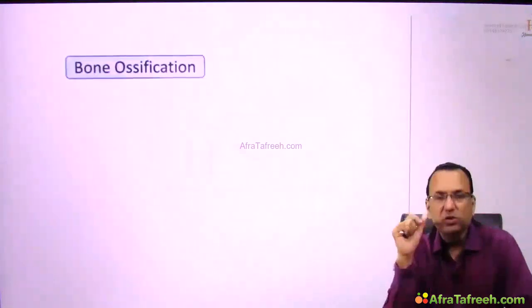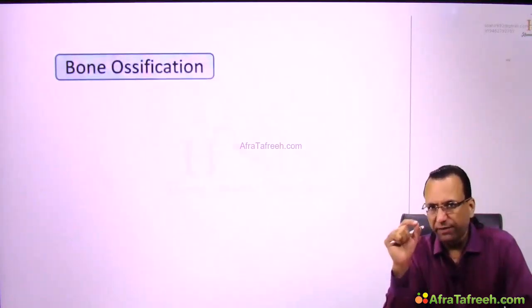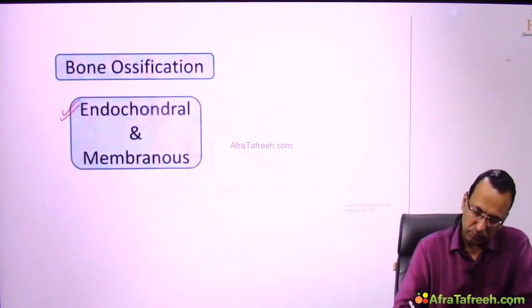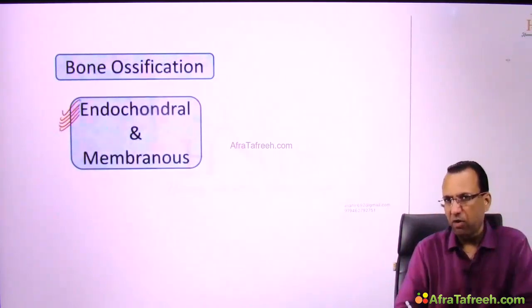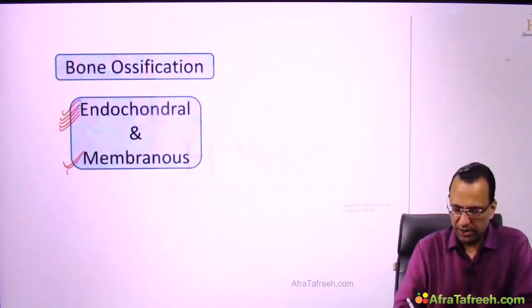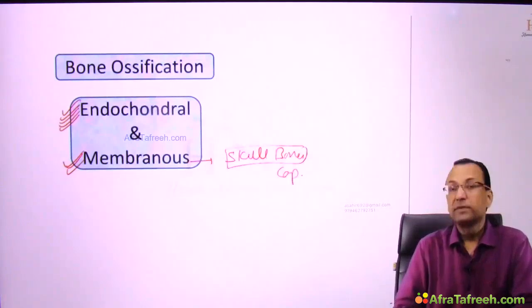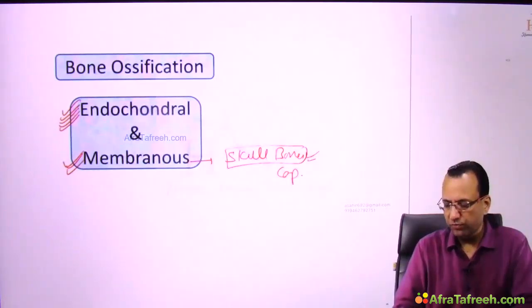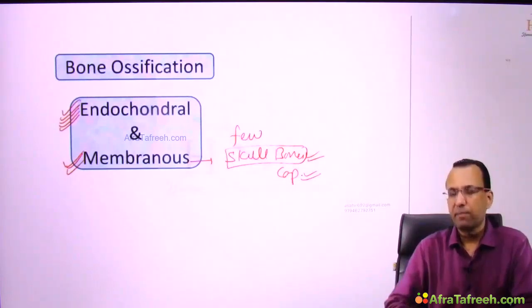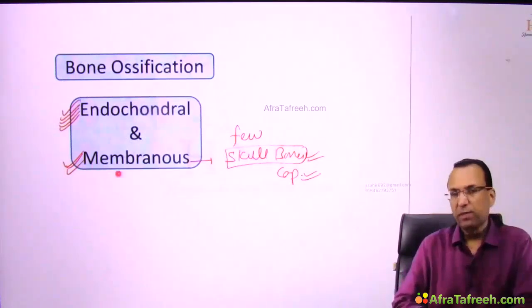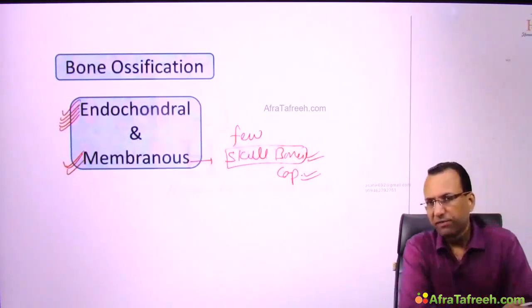Now, as you talk about the development of bone ossification, there are two types. One is the endochondral. Most of the bones in our body will develop by endochondral ossification, though a few of the skull bones, especially the skull cap bones, develop by membranous ossification. Otherwise, most of the bones develop by endochondral ossification.